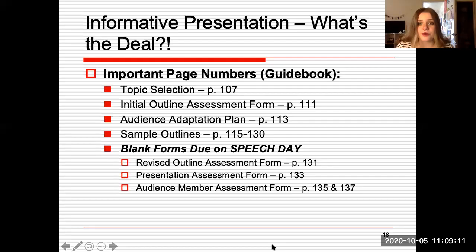And so these are some really important pages in the guidebook that will help you prepare for the assignments. Page 107 will have the topic selection. Page 111 will have the initial outline assessment form. Page 113 has the audience adaptation plan. And then there are sample outlines from page 115 to 130. So I believe there's 3 different types of speech examples. And then you can ignore the blank forms because that's for in person and we are fully online. So all of it will be due via Canvas.